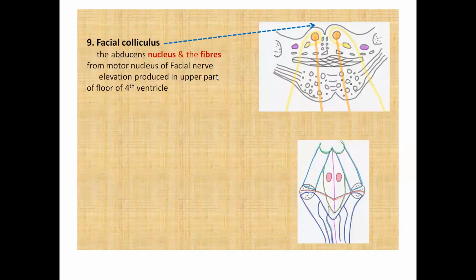The elevation produced by the internal genu that you see here is called the facial colliculus. The facial colliculus has two components, the abducent nucleus and the facial nerve fibers winding around the abducent nucleus. This elevation can be seen prominently in the upper part of the floor of the fourth ventricle.